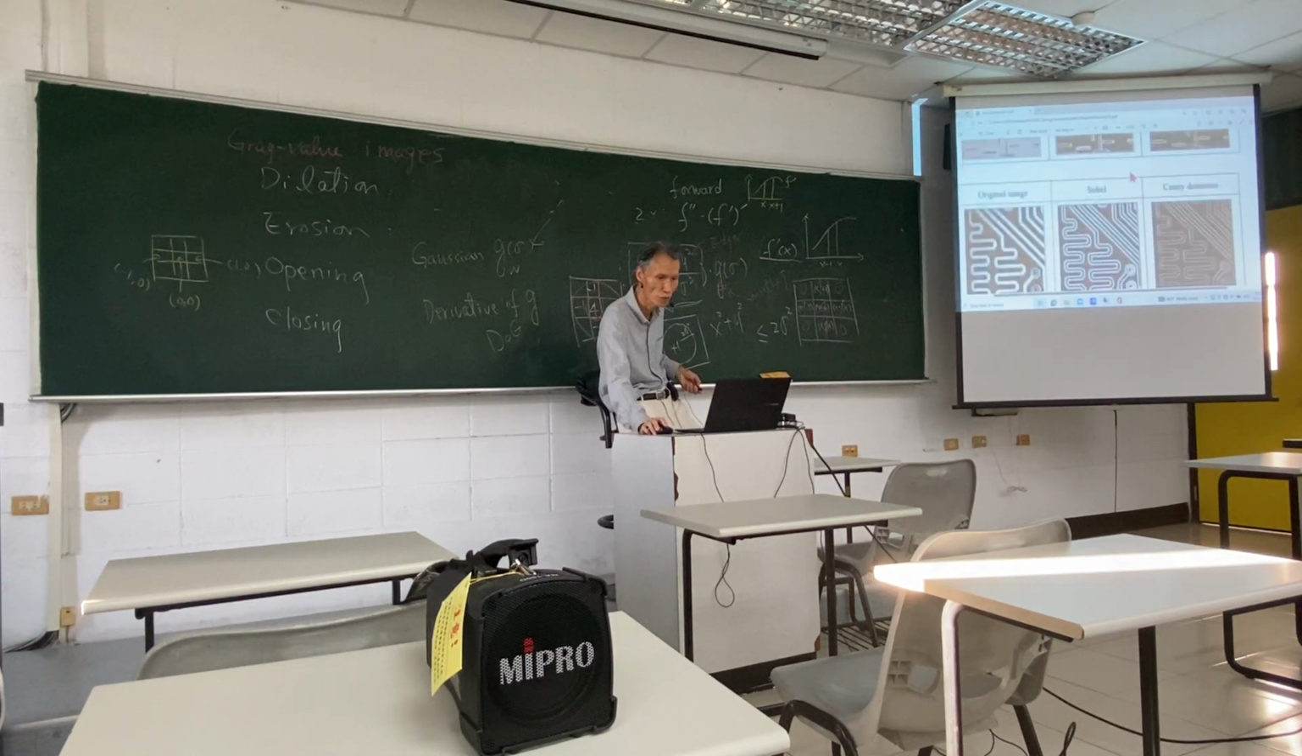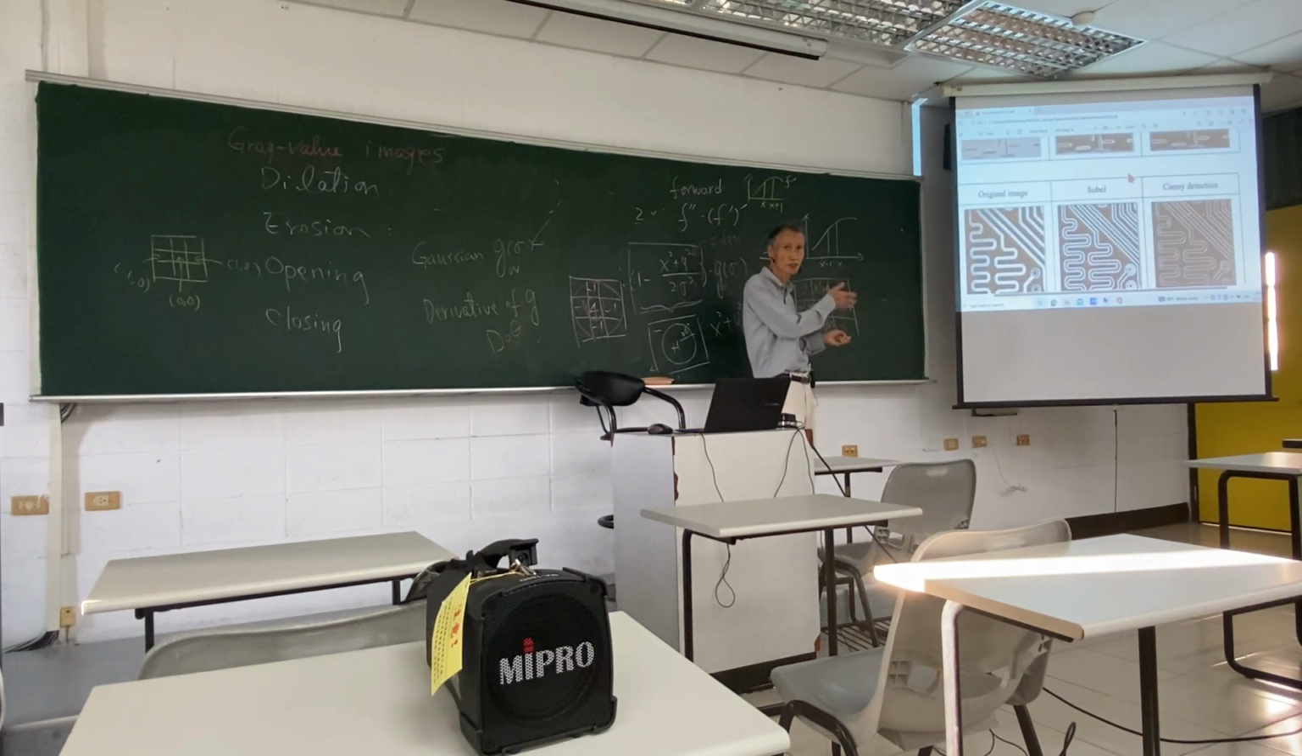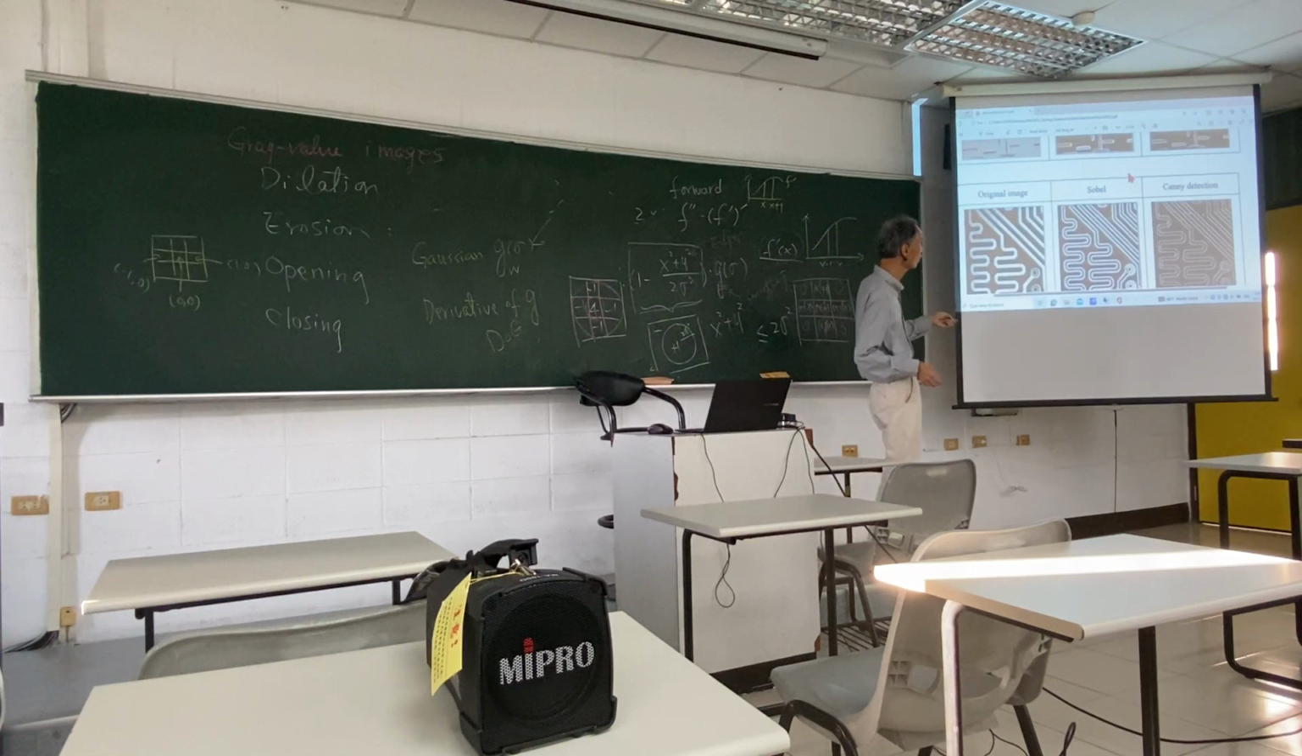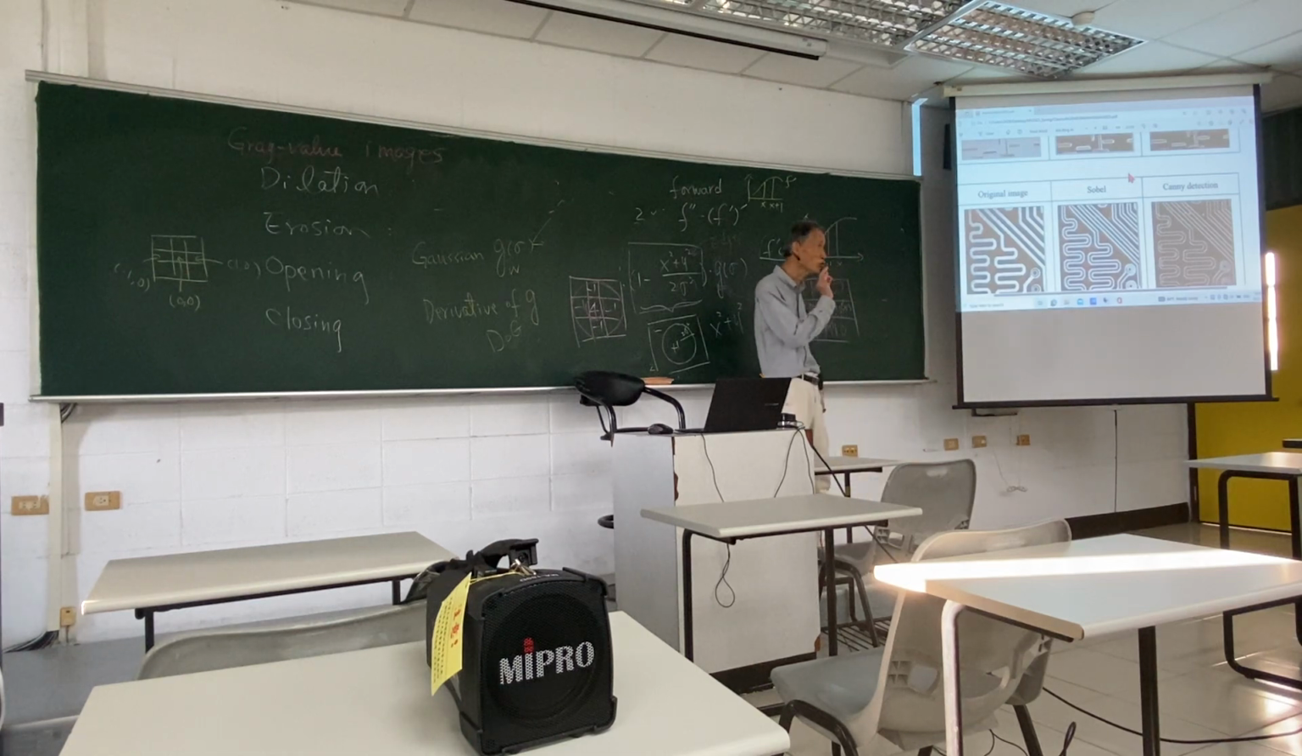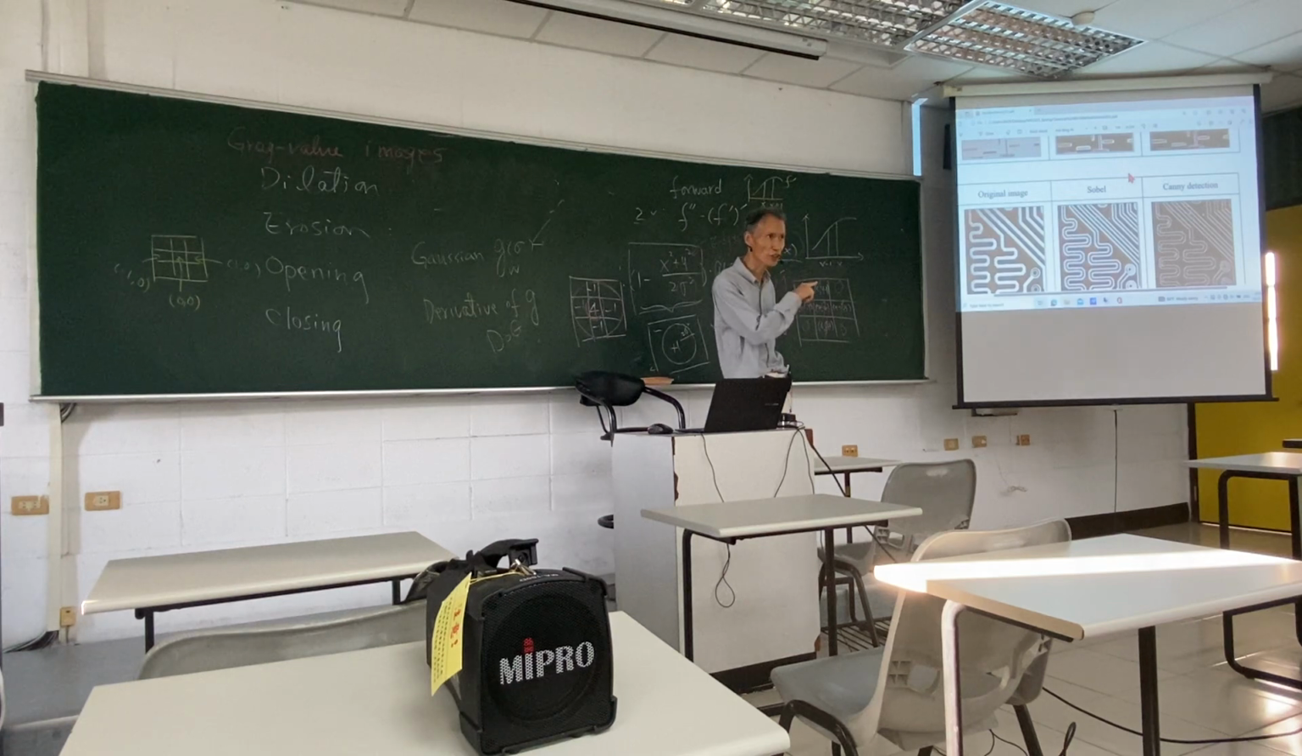Next picture will be more significant. This is a PCB, a printed circuit board. This is the Sobel operator. It looks like nothing is wrong. That's great. But when you take a look at the Canny detection, the edges are very thin, almost 1 pixel width. But what is the disadvantage? Take a look. What's wrong with Canny? That's something you must keep in mind when you apply it.